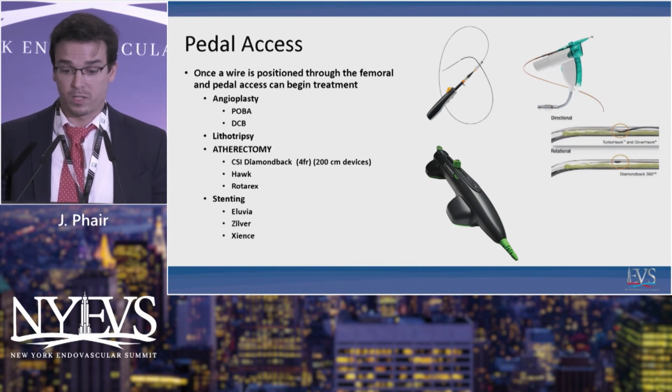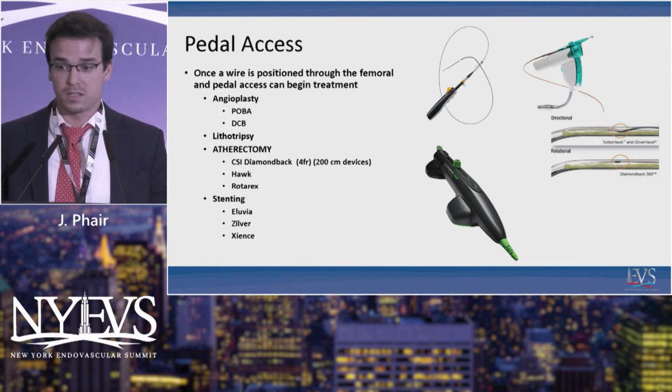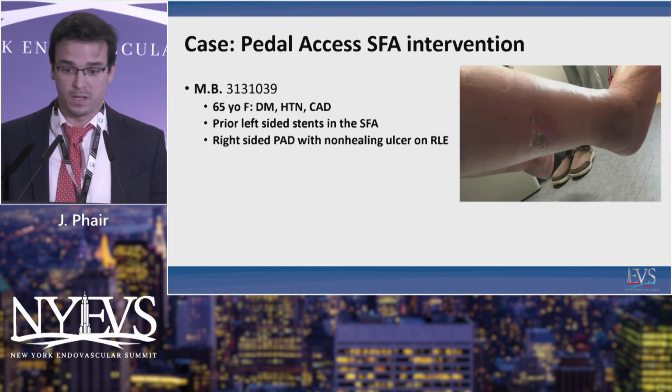Now, CSI atherectomy is typically the one that I use because it's 4 French, so we're able to access it through the tibial access. If you're doing radial access, it's also one of the only devices, I believe, that has a 200 centimeter device, so you can access from above. I don't usually use HawkOne as much. Rotarex, I think, is an excellent option, but it's a little bit larger. And then in terms of stenting below the knee, you're not going to be using many of these Viabahn or Zilver because of the size, but you could use Xience stents or other coronary stents.